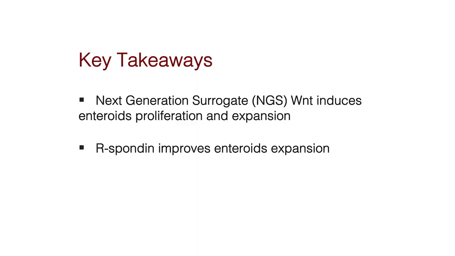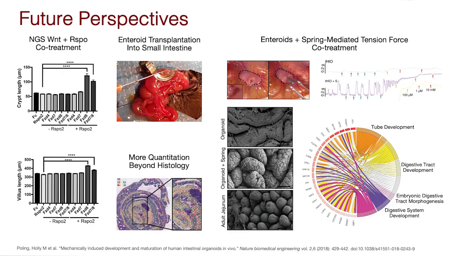In conclusion, NGS Wnt induces enteroid proliferation and expansion, while R-Spondin only improves enteroid expansion. For the future, we will study the co-treatment of these 2 proteins. We will transplant them to the small intestine. We will do spatial analysis to see the effect of surrounding stroma cells within the lumen, and how it affects the enteroid and the epithelial growth in the lumen.